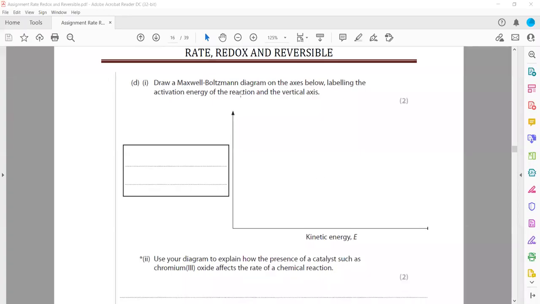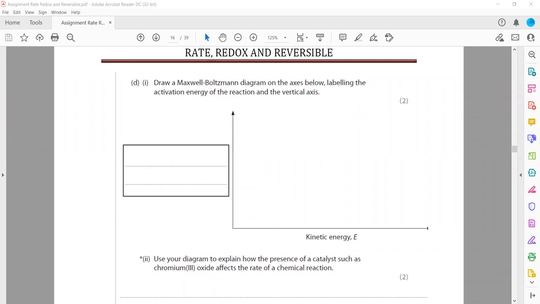So the questions related to rate, redox, and reversible reactions, more examples, as we have already discussed a few of them in the last session. Draw a Maxwell-Boltzmann diagram on the axes below and label the activation energy for a reaction. On the x-axis we have kinetic energy. So what will be the label on the y-axis?